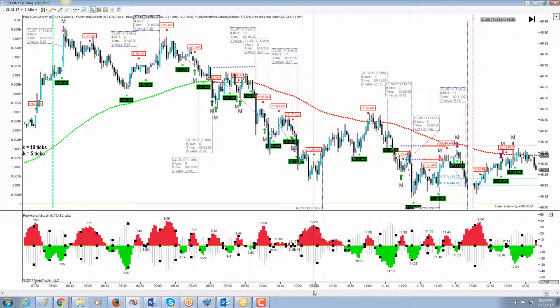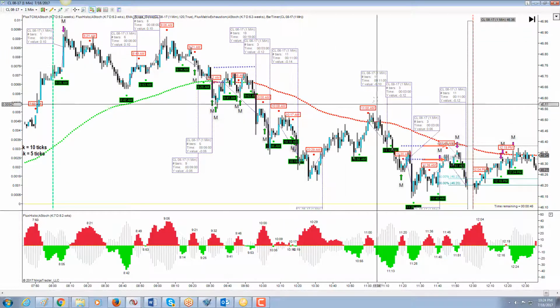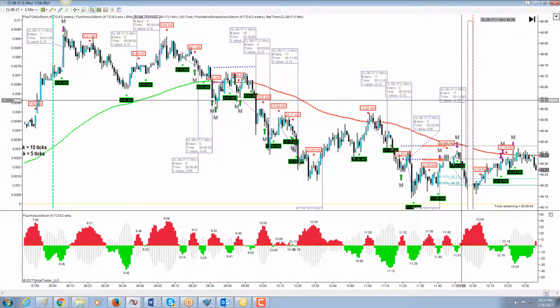So if you look back at the chart from 8 to 12, look how many setups you had. 1, 2, 3, 4, 5, 6, 7, 8, 9, 10, 11, 12 setups in 4 hours. So that's 3 setups an hour. Can you handle that? Can you handle a trade every 20 minutes? I think so. It's easier when you know when they're coming.